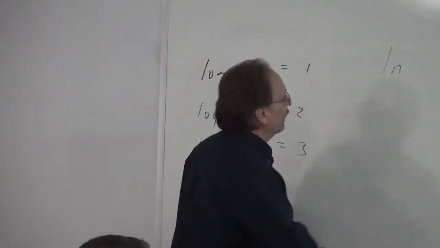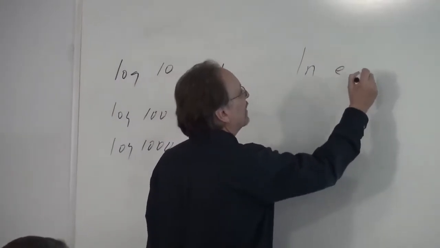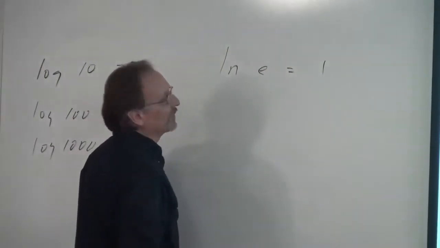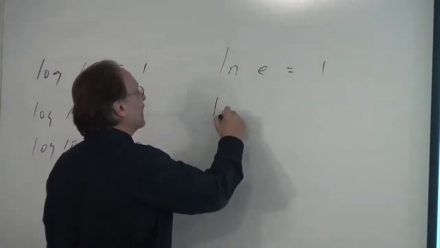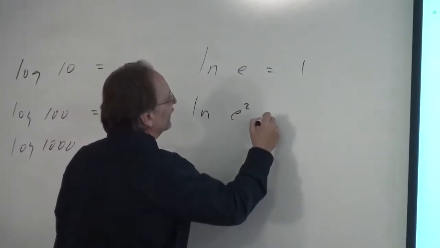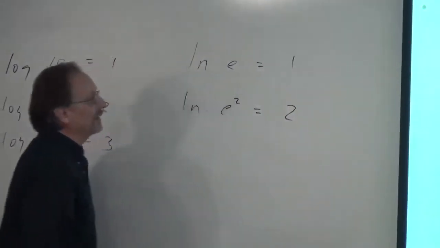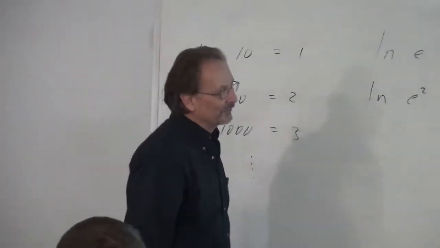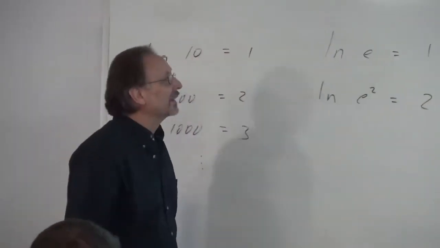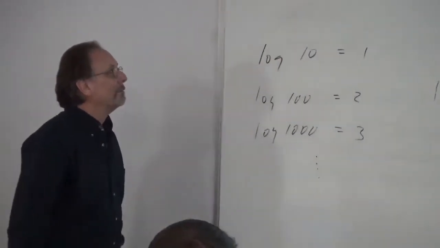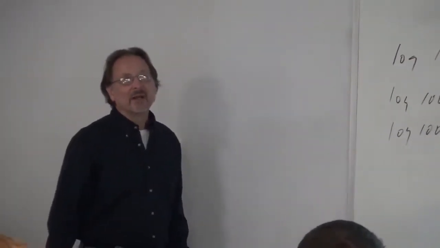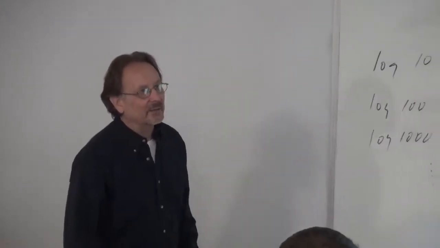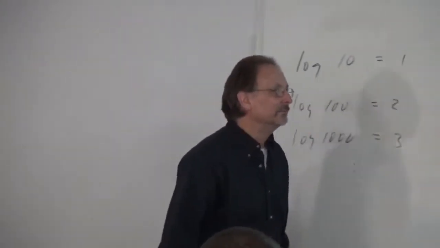So the natural log of e equals 1, because e to the first equals e. The natural log of e squared is 2, because e to the second equals e squared, and that is 2.718 squared, etc. Now, your calculator only has common logarithms, base 10, and natural logarithms, base e.